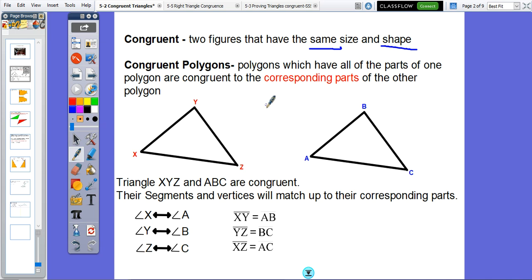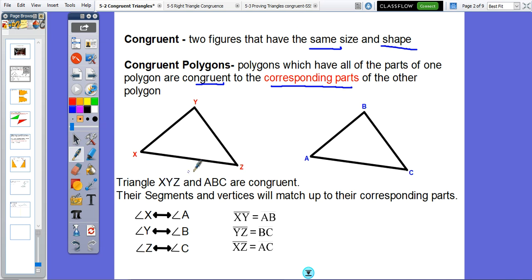Now, when we're talking about congruent polygons in general, it's when all the parts of one polygon are congruent to the corresponding parts. The corresponding part is important because we're used to just saying, oh, these parts are all the same, but what parts are the same? So, let's look at this triangle right here.